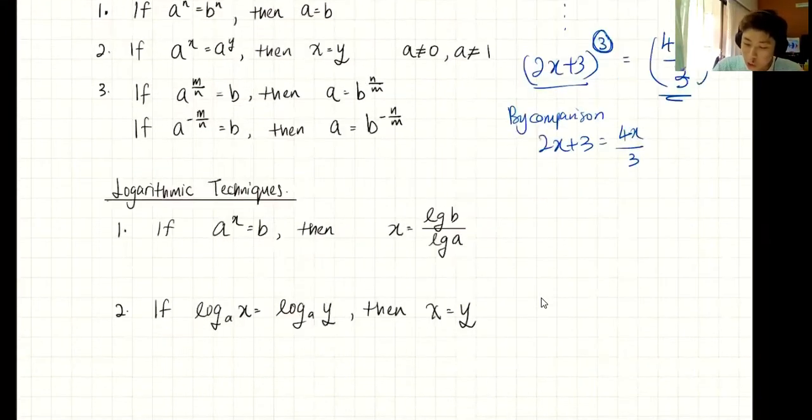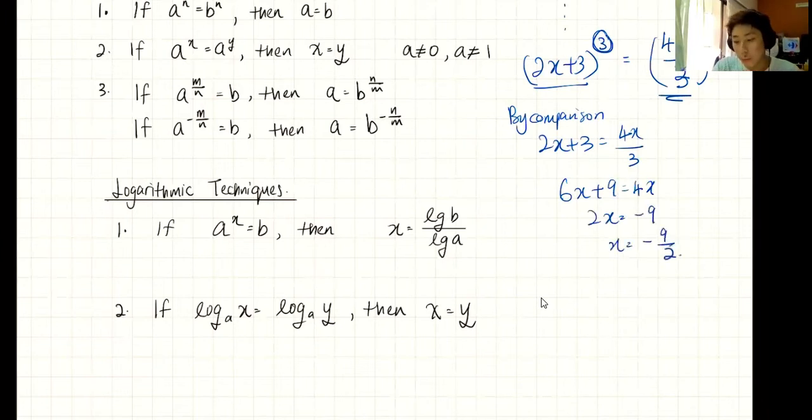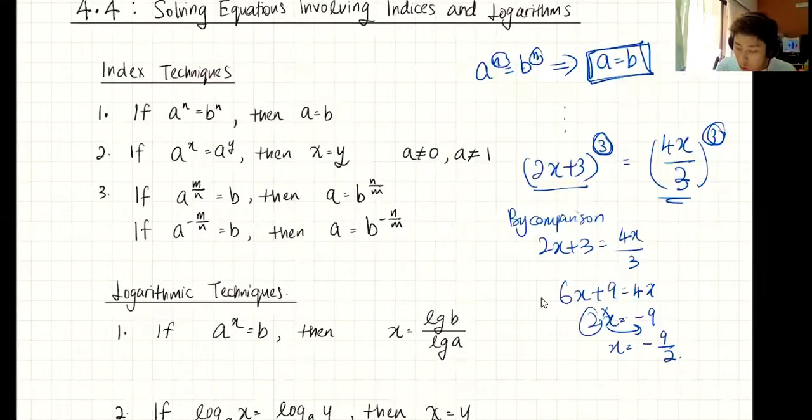Therefore, you try to solve for x. So you get 6x plus 9 is equals to 4x. 2x is equals to -9. x equals to -9 over 2. I bring over for division since it's multiplication here. I divide both sides by 2, basically. That is all you need to know about this trick.